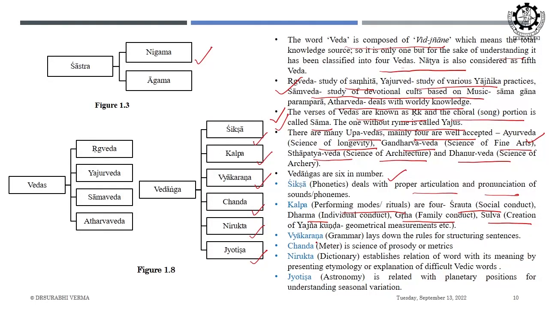Then next is Vyākaraṇa, grammar, and grammar lays down the rules for structuring different sentences. We all know Chanda is meter. As I told you, why we use the word Chandas for the Vedic corpus, because it is meter bound. So Chanda is meter, and this is the science of prosody or metrics.